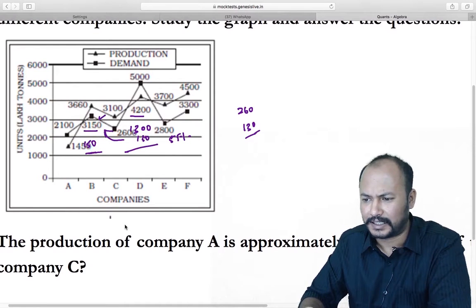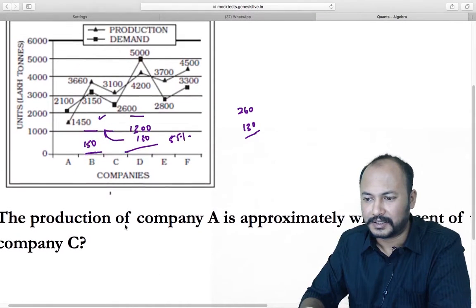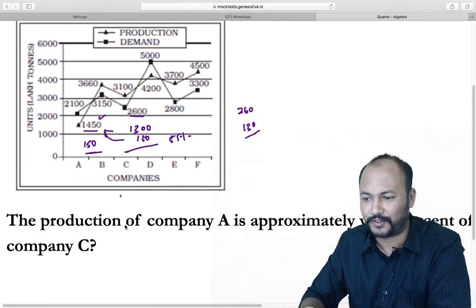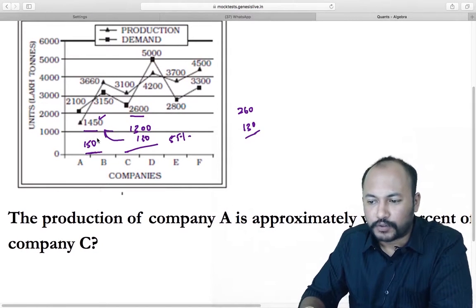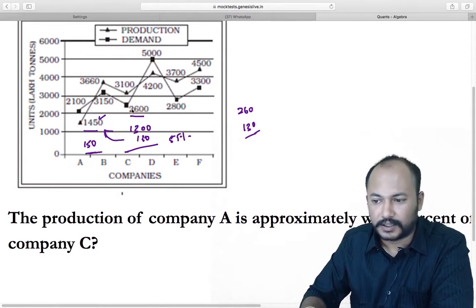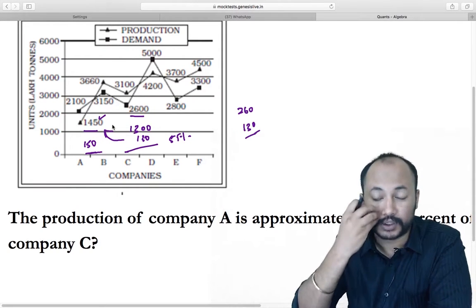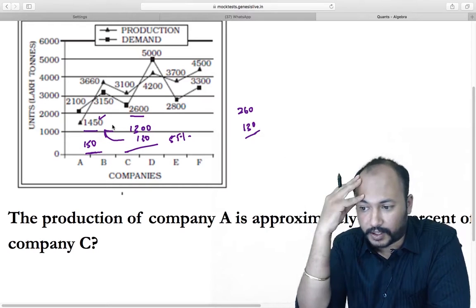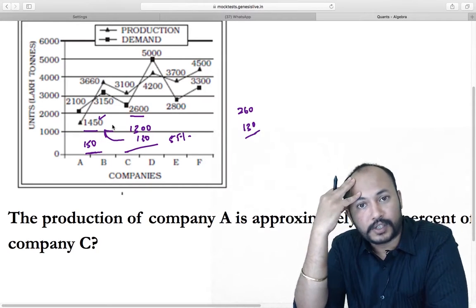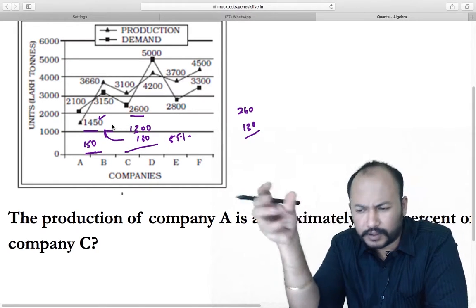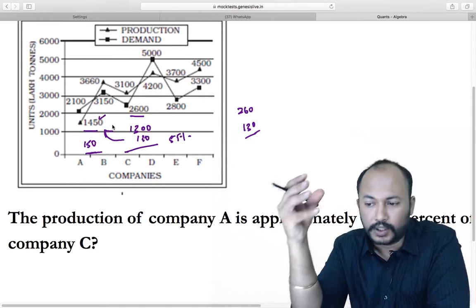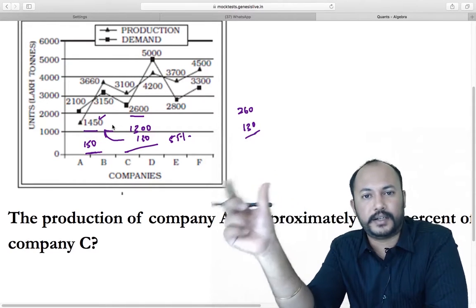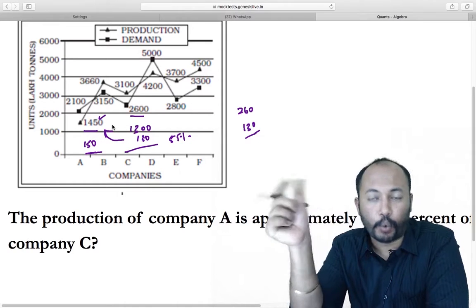Yes, correct. These two. Fine. 1450 and 2600. These are the two numbers of concern for this particular question. So 1450 is what percentage of 2600? Now 50% of 2600 is 1300. Something close to 1450, but 1450 is more than 1300. So the answer has to be more than 50%.